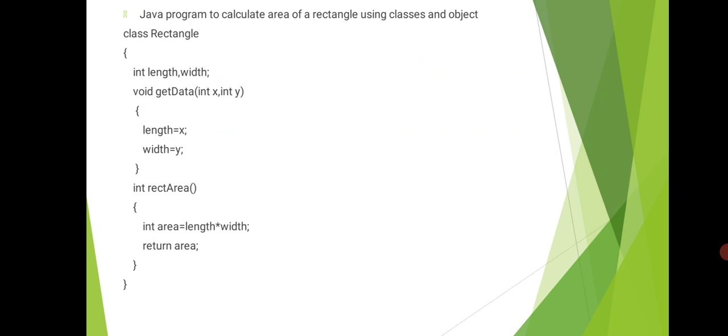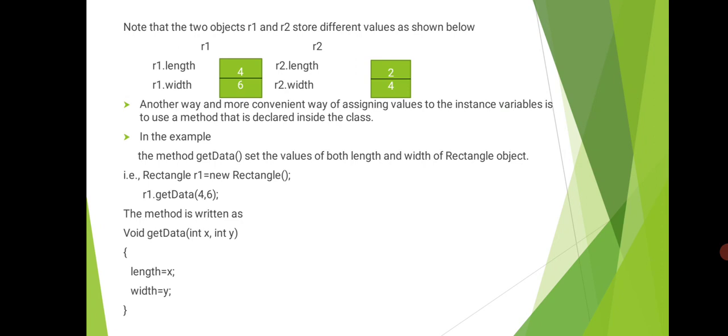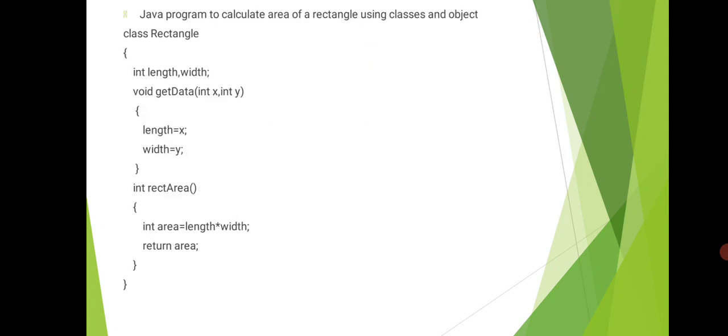Okay, so we are declaring two variables length and width, and void getData having two arguments int x and int y. x and y are the arguments. When you are calling the method, at that time you are sending some values. These values are assigned to these instance variables. So inside the method getData with int x and y, let the values be 4 and 6. So I sent 4 and 6. 4 is assigned to x and 6 is assigned to y.